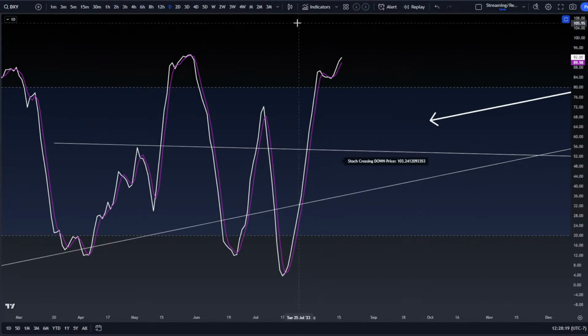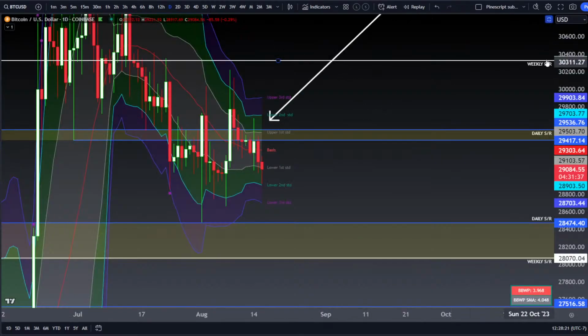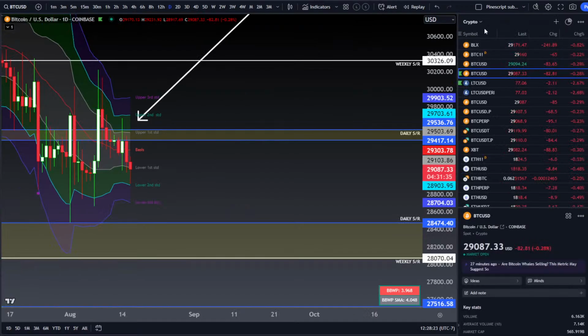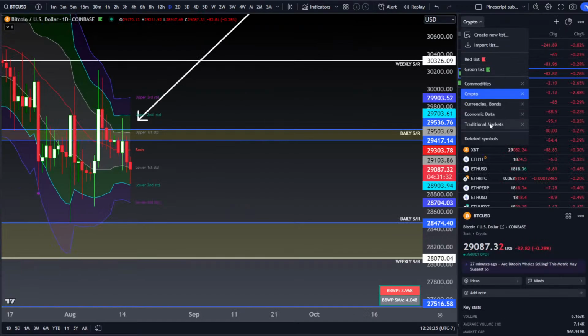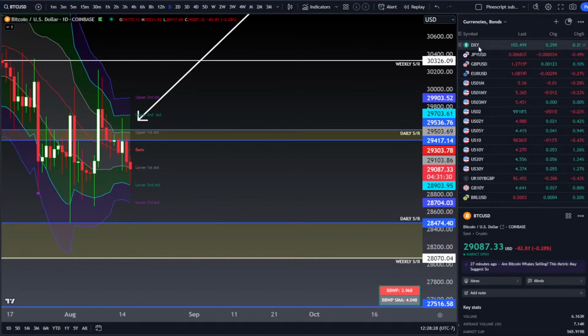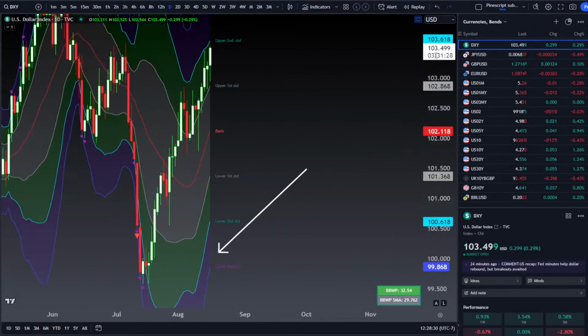103.24 would be the pivot. Can we get the projected pivot from the fancy paid indicator over here? Let's take a look. Currency and bonds, Dixie daily.